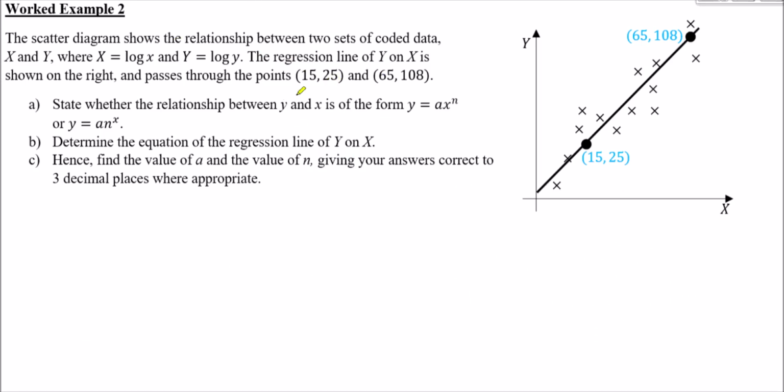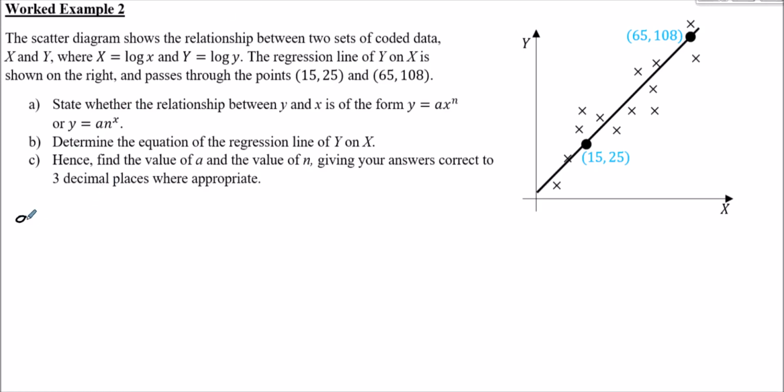So what we need to do here, first of all, for part A, is to state whether this relationship between y and x is of the form y equals ax to the n, or y equals an to the x. So this is what I mentioned earlier. You can deduce this yourself if it's y equals ax to the n or y equals an to the x.